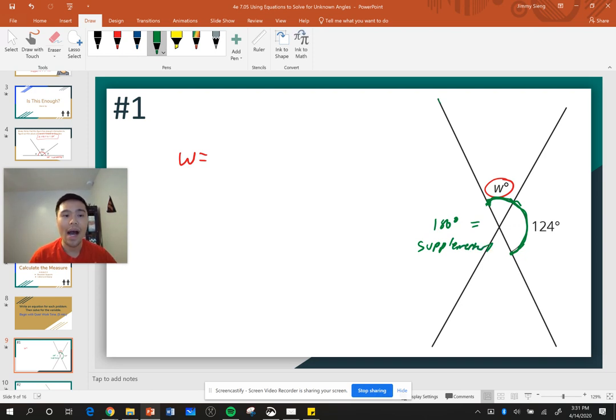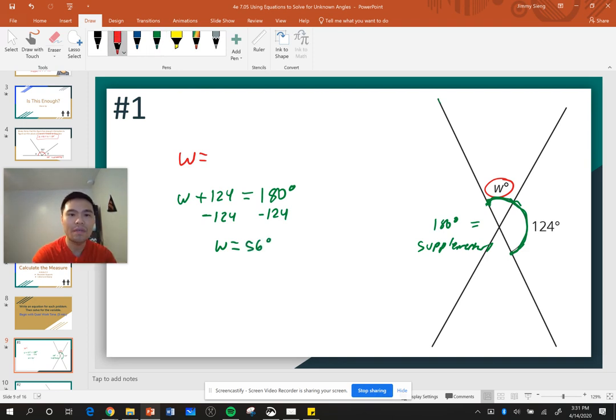So I know that my equation now is going to be W plus 124 equals... Add together, we get how many degrees? 180, right? So what do you need to do now? Well, it's simple. We can subtract 124 from 180. I see now that W should equal 56 degrees. Okay, so our answer for this one is 56 degrees is what W is.